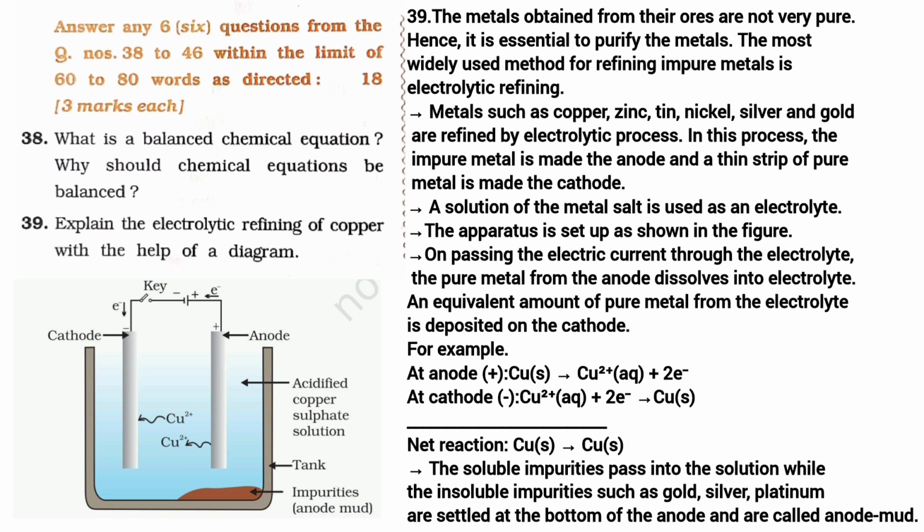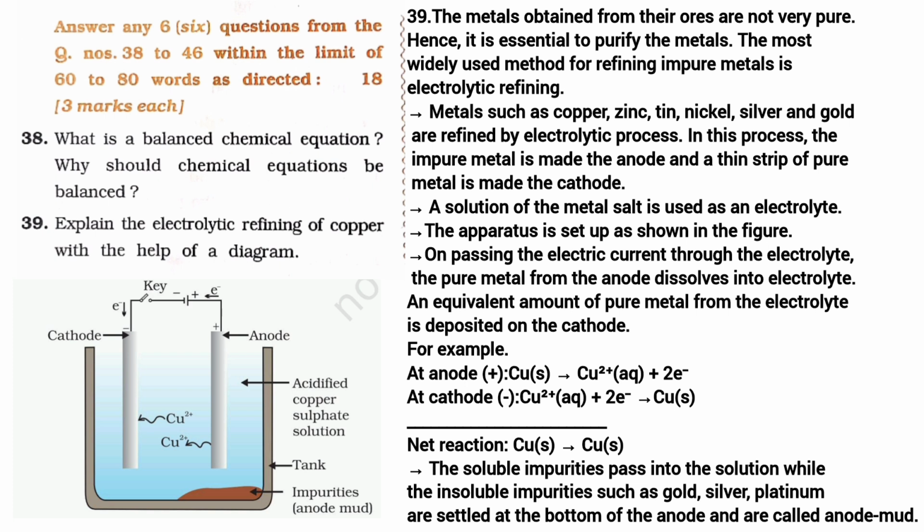In this process, the impure metal is made the anode and a thin strip of pure metal is made the cathode. A solution of the metal salt is used as an electrolyte. The apparatus is set up as shown in the figure. On passing the electric current through the electrolyte, the pure metal from the anode dissolves into the electrolyte. An equivalent amount of pure metal from the electrolyte is deposited on the cathode.